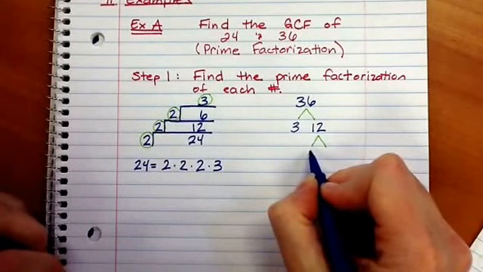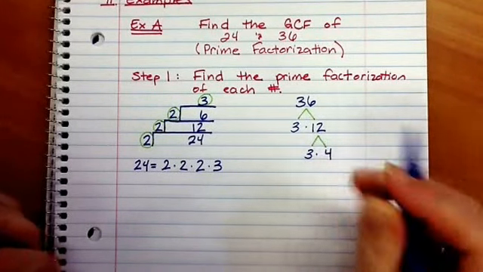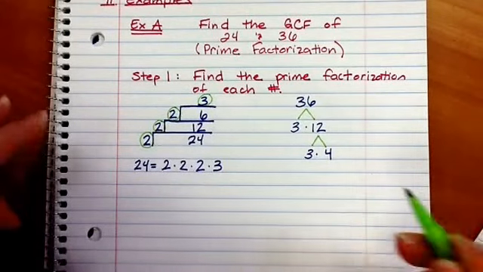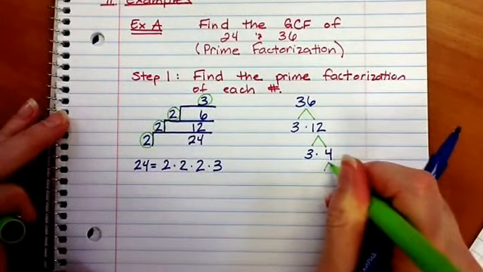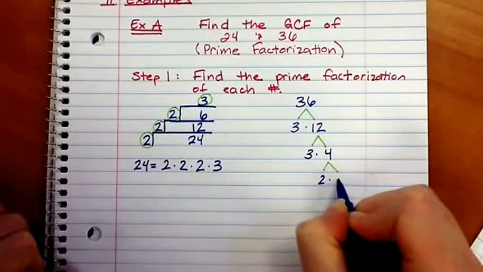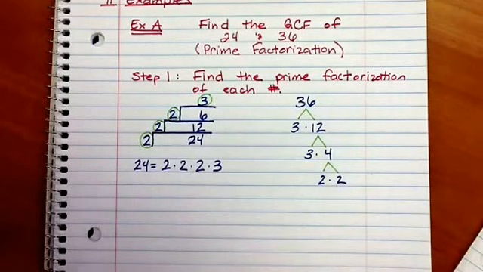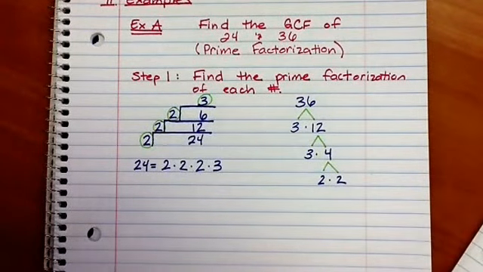And I can say 3 times 4 will give me 12. 3 is prime, so I build off of 4, which is composite. And I know that 2 times 2 will give me 4. 2 is prime, so I now have all my prime numbers complete, and I'm ready to write my equation.